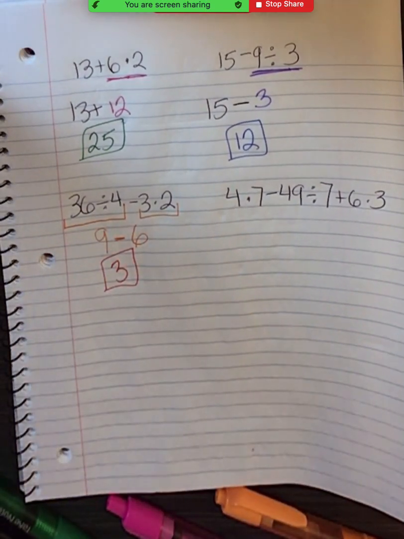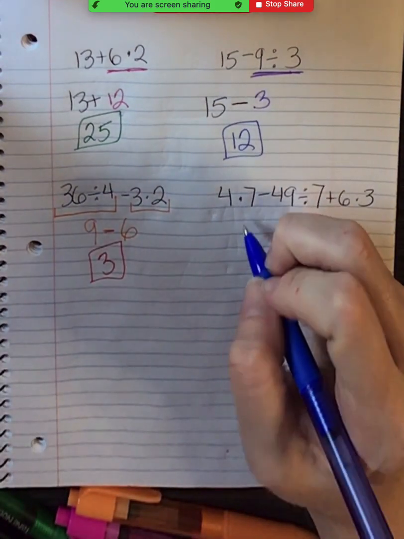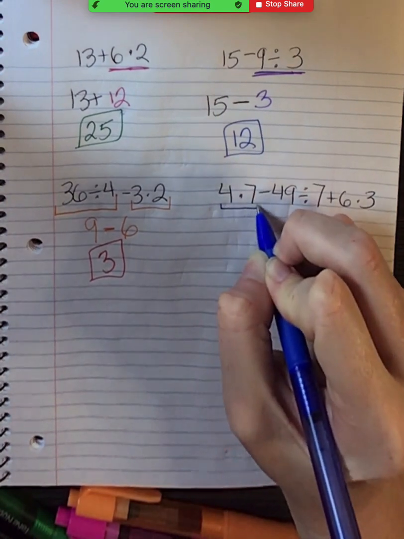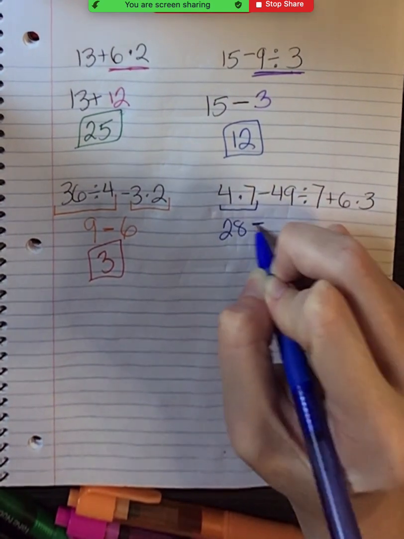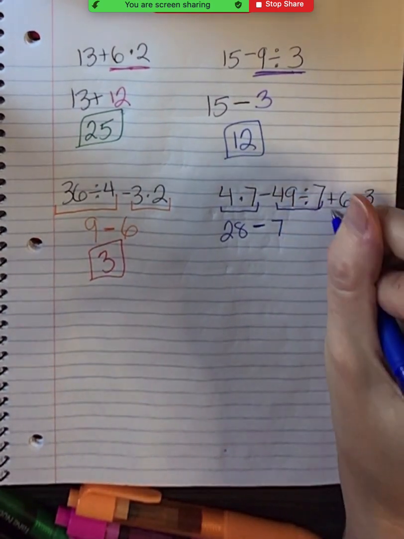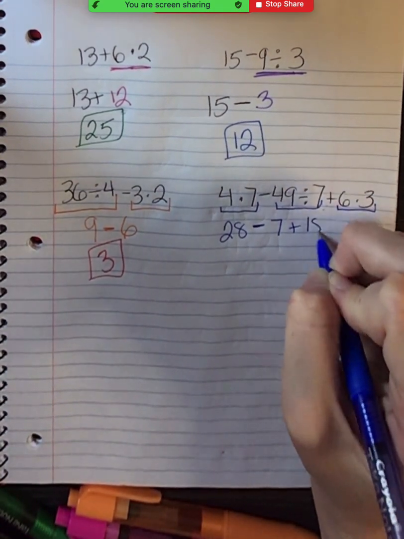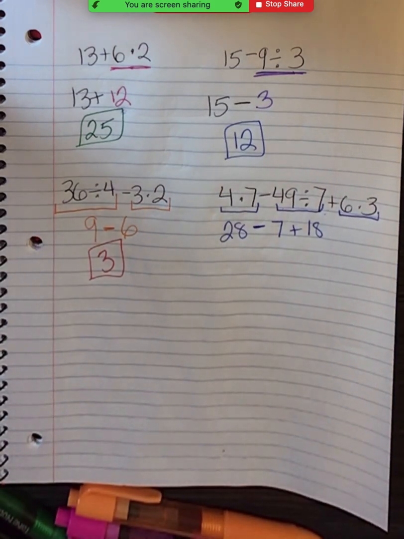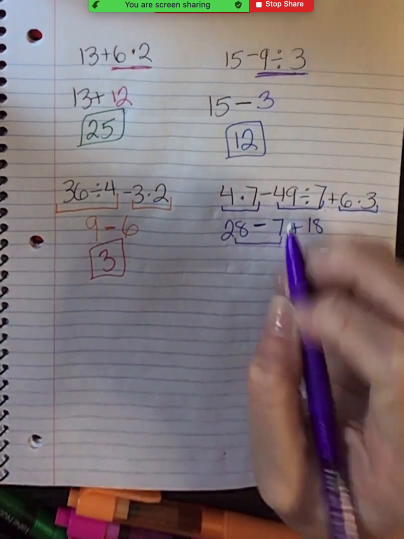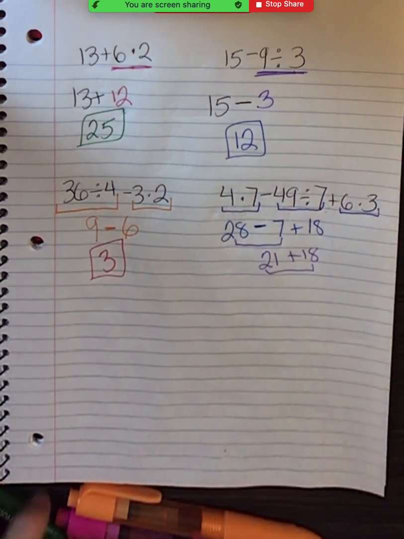All right, last one. No parentheses, no exponents. Multiplication, division, working left to right. So do 4 times 7 first. Then that's subtraction. Then you get to division. 49 divided by 7 is 7. Plus, then there's more multiplication. 6 times 3 is 18. Okay, then do the same thing with addition and subtraction. Work from left to right. 28 minus 7 is 21, and 21 plus 18 is 39.